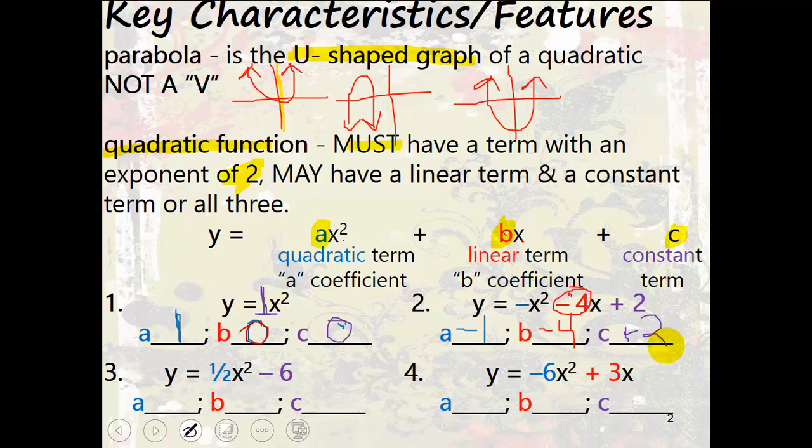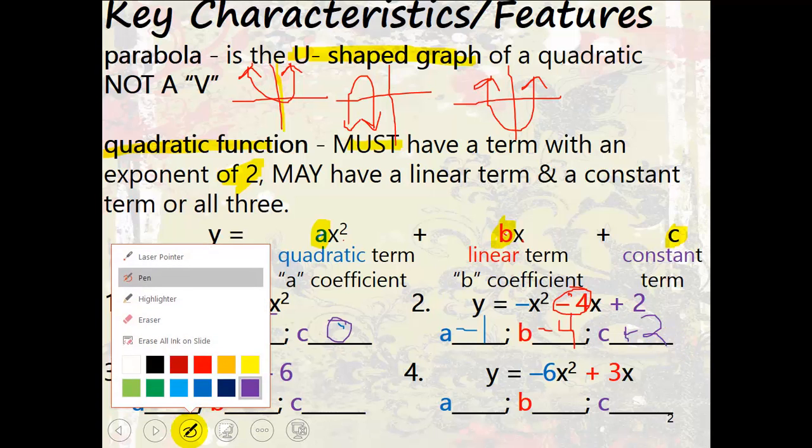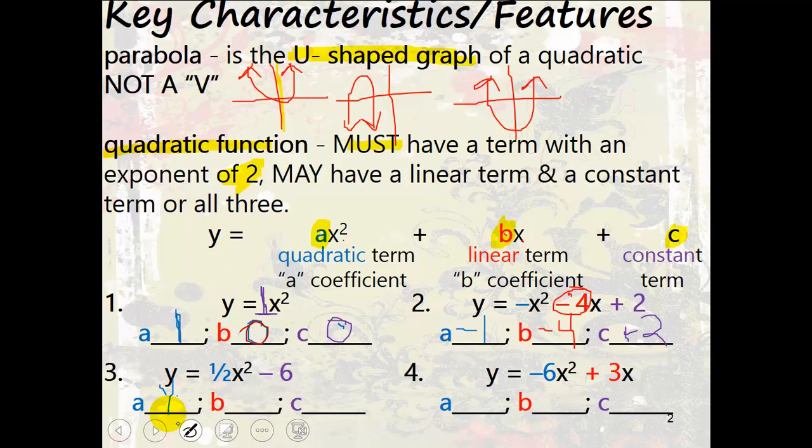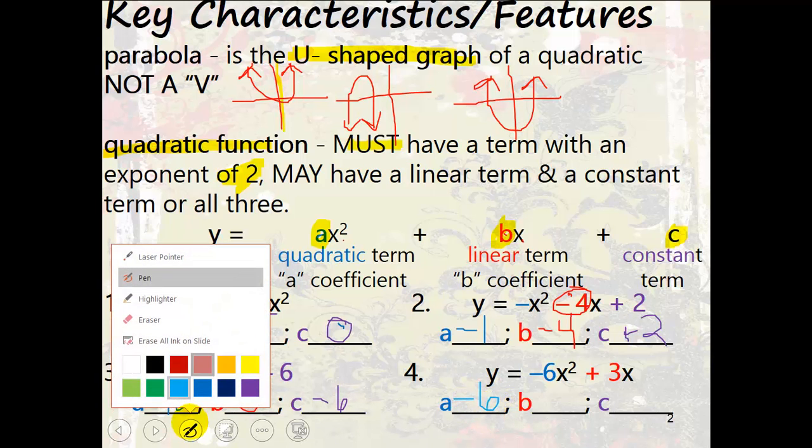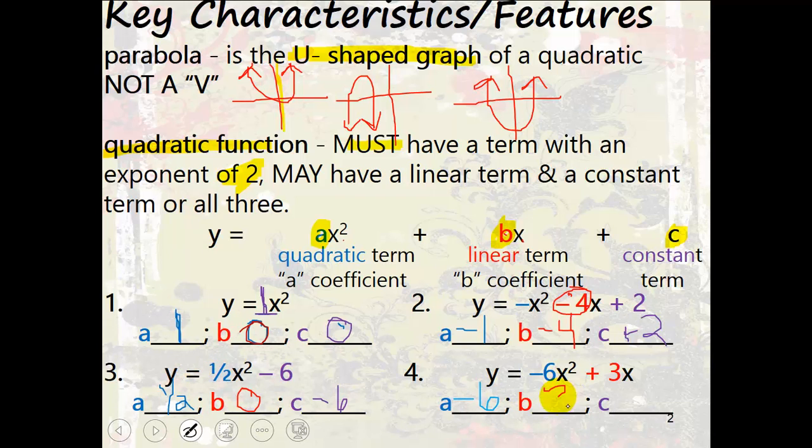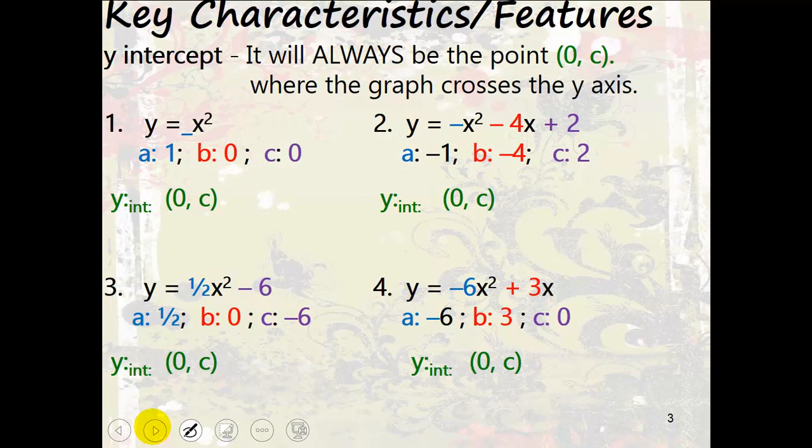All right, here we go. A is 1/2. B is 0. Notice I don't have an x term. And C is -6. On 4, A is -6. B is +3. And C is 0. Okay, hope you did well on that. If not, rewatch it. Try it again.